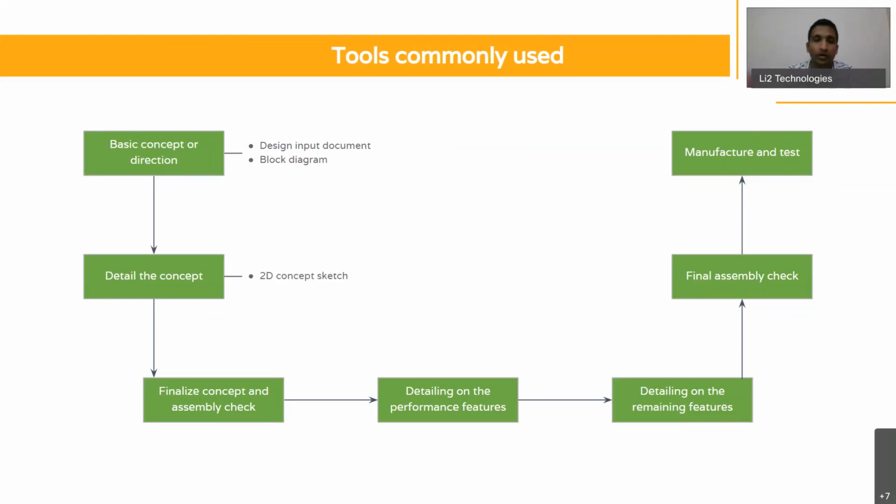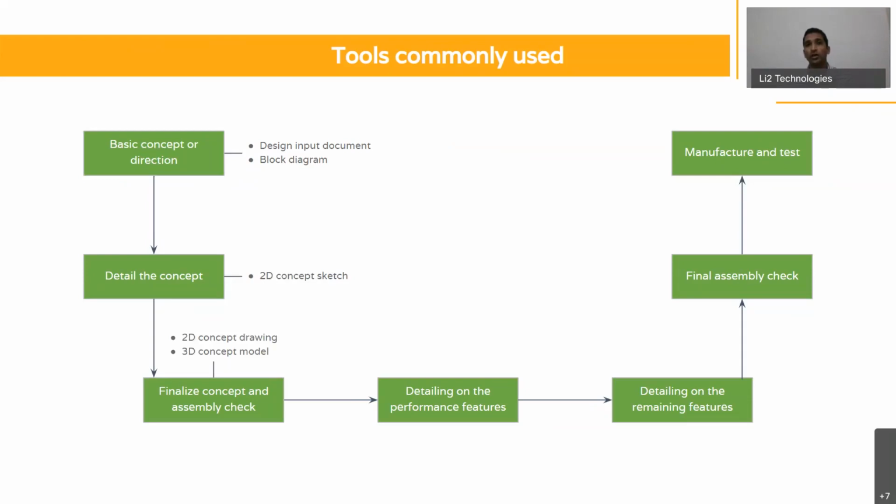For detailing the concept, if you're moving from a basic concept to detailing it, you can use a 2D concept sketch. So quite often you can also use pen and paper. Quite often in this stage, at least for mechanical designers, AutoCAD is used as a 2D drafting tool. So in this stage, you detail the concept. For finalizing your concept, you quite often either use a 2D concept drawing or a 3D concept model. People nowadays are comfortable using 3D modeling, so there's absolutely no issue with this.